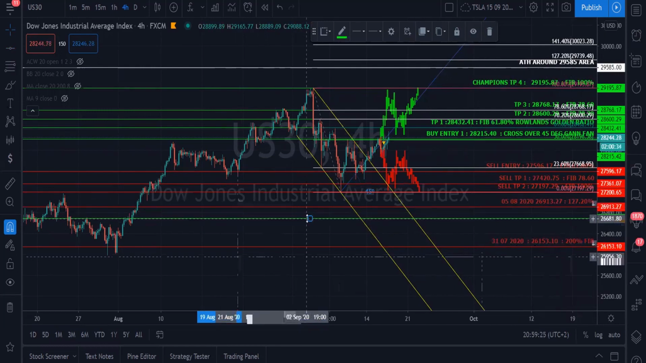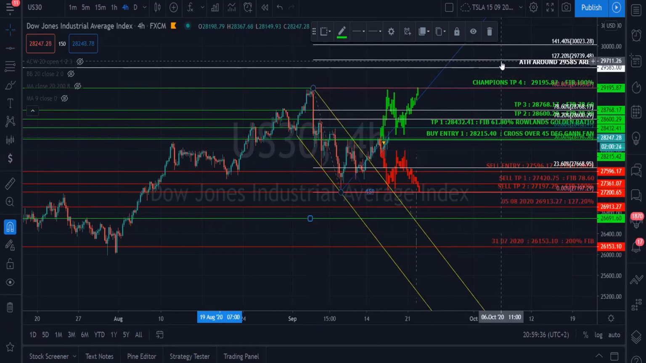So what I want, this line here, I want to make it yellow. Just now I'll show you how to make it yellow. Okay, let's make it green, because you know I generally will have green in my buy. So it's green. I want that line to come here where it's written 127.20%, which is 29,739.48. You with me? Yes, I see. So I want that to be my TP5.